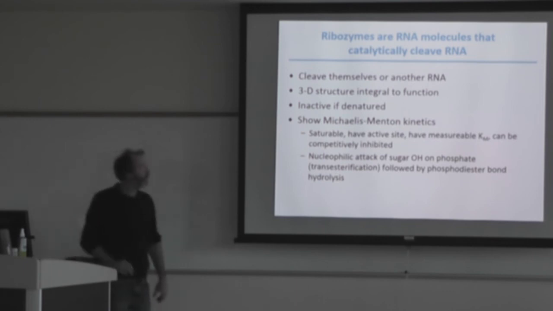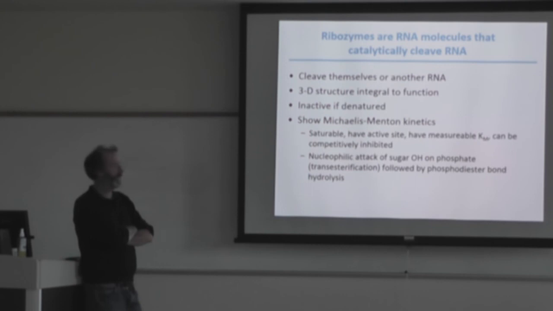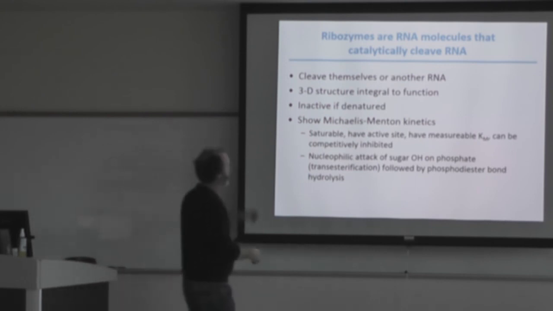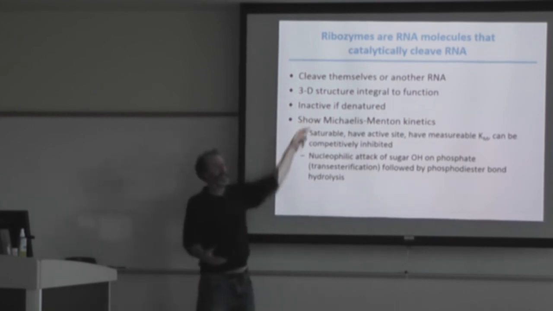So we talked about ribozymes. Those are RNA molecules that can catalytically cleave RNAs, cleave themselves or other RNAs. 3D structure is integral to the function. It's inactive if you denature.